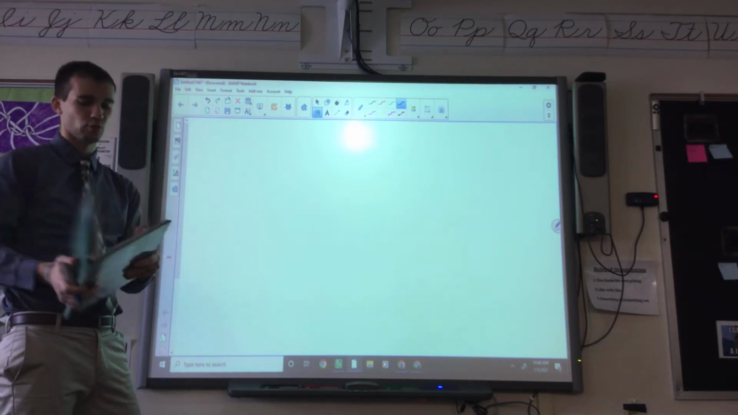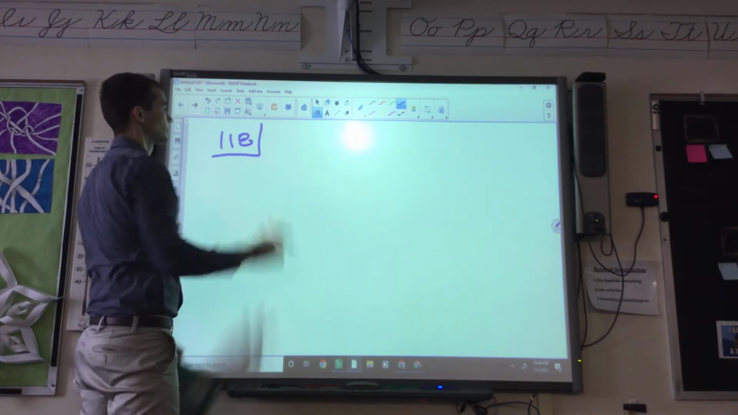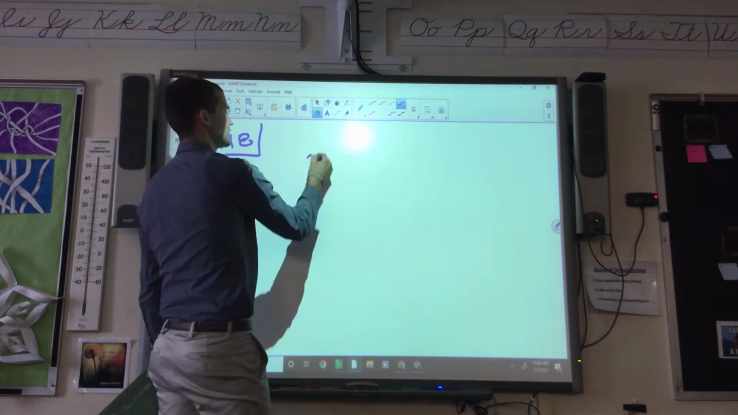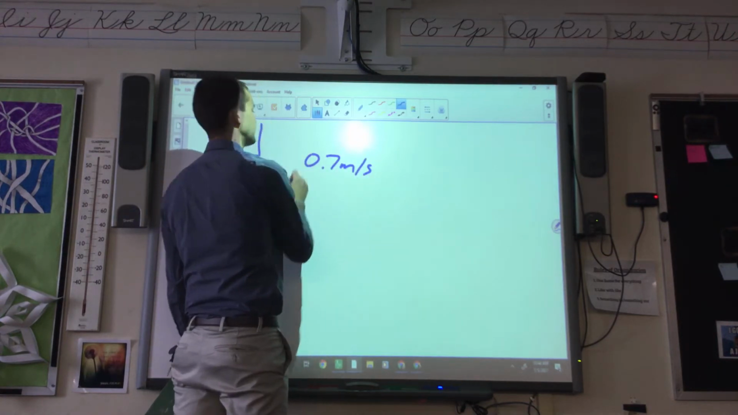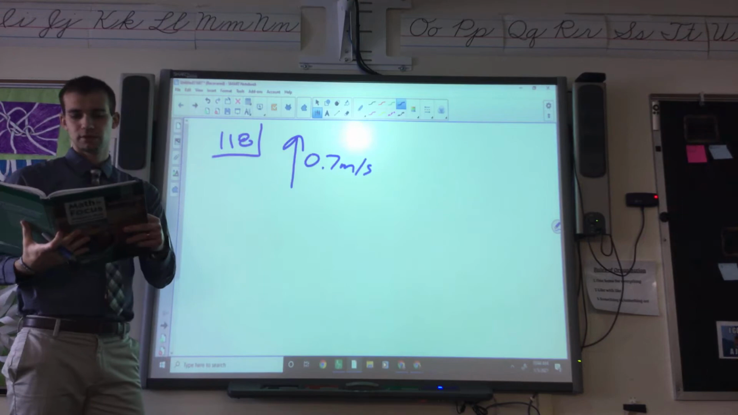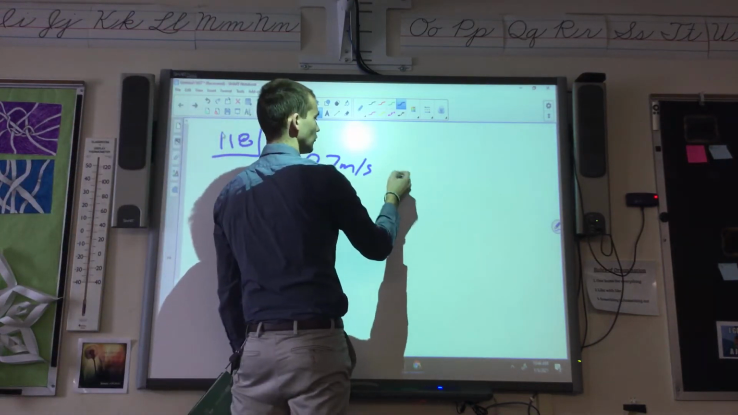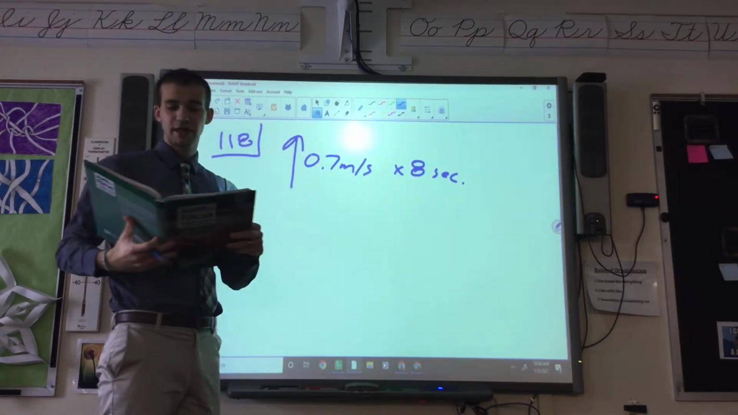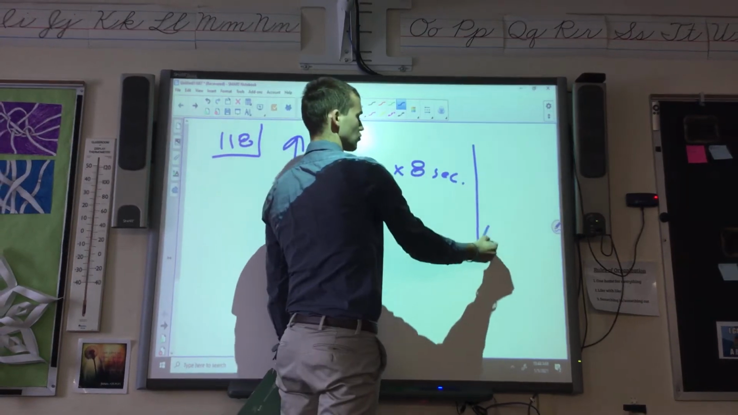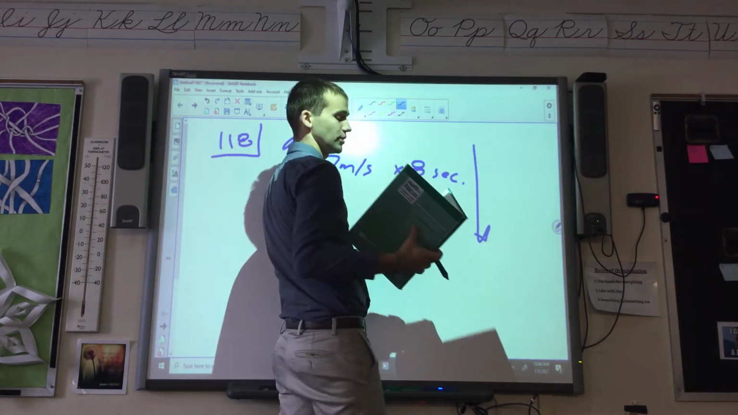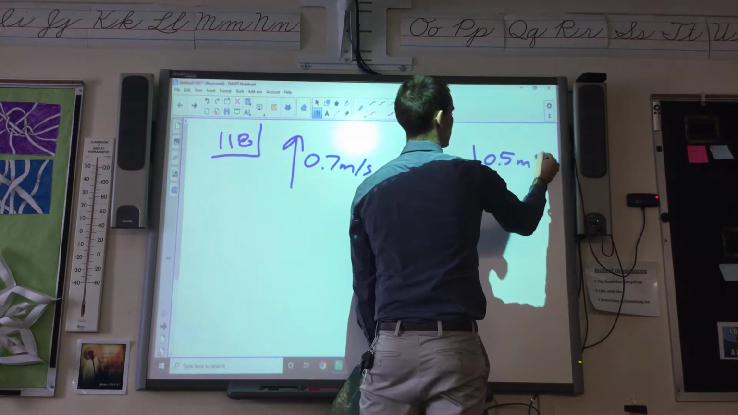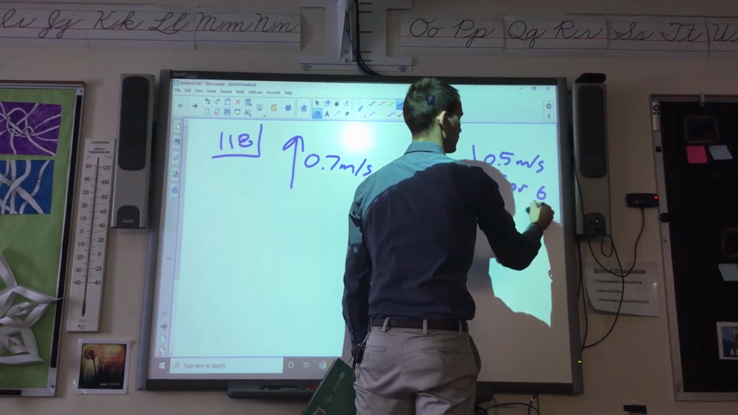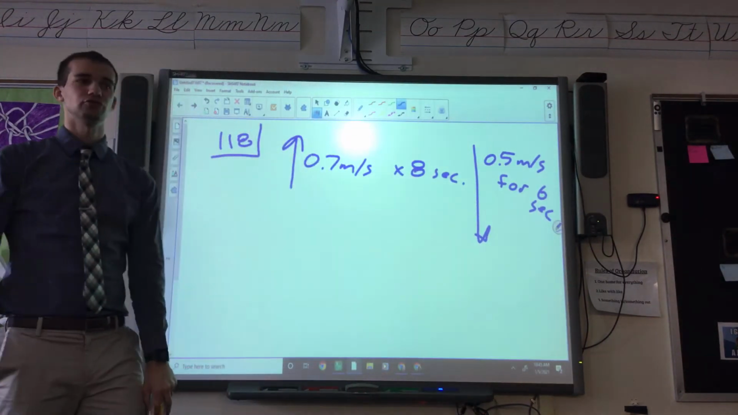Example 23, page 118. Apply the order of operations to decimals. A hot air balloon ascended at 0.7 meters per second. Ascended means that's going up, for 8 seconds. So for 8 seconds means I'm going to be multiplying by 8. Then it descended at 0.5 meters per second for 6 seconds. Find the overall change in altitude.